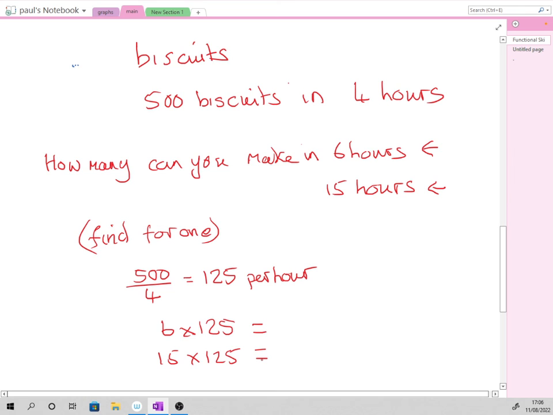Sometimes it's sort of hidden in the question. There's numbers all over the place. So 15 times 125, we're going to make 1875. Now, for that, you might get an extra little question at the end.